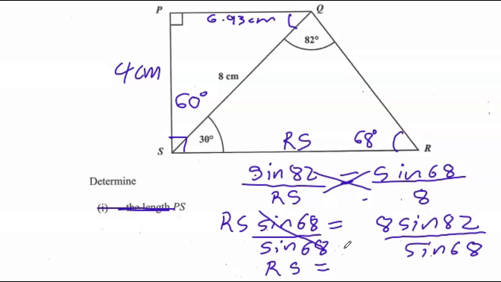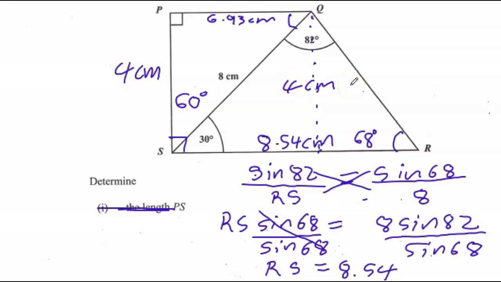So 8 sine 82 divided by sine 68. It's 8.54 if I'm using three significant figures. So the length of this side, RS, is 8.54 centimeters, and of course the height of this triangle is the same thing as PS, which is 4 centimeters.